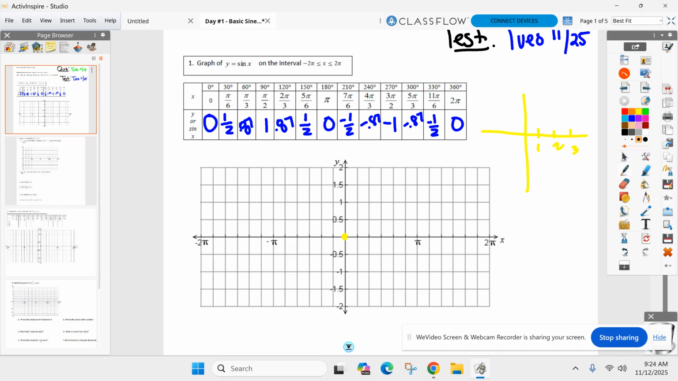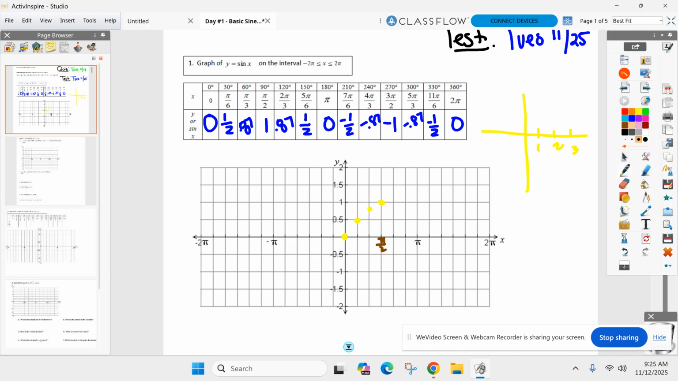So next tick mark is pi over 6. That's going to go up to 1/2. Right? Pi over 6, 1/2. Keep going. Be in the ballpark for the next one. Pi over 3, 0.87. So graph 0.87, a little bit below 1, right? And then at pi over 2, the next tick mark, we're at 1. I would like you to label that tick mark pi over 2 for me. There's a reason. I don't need to label the others, just label that one, pi over 2.